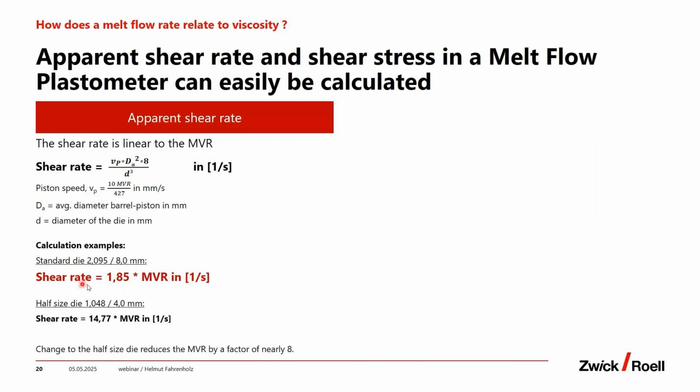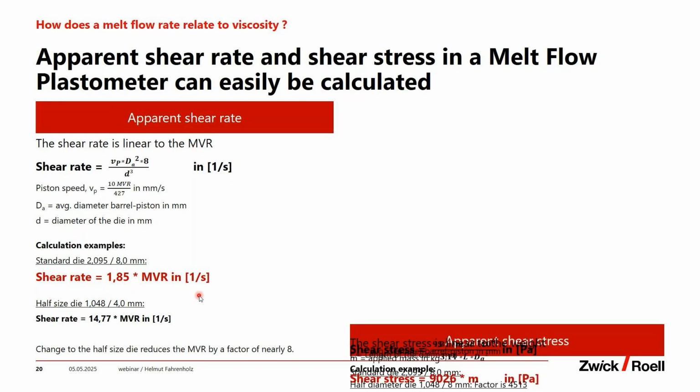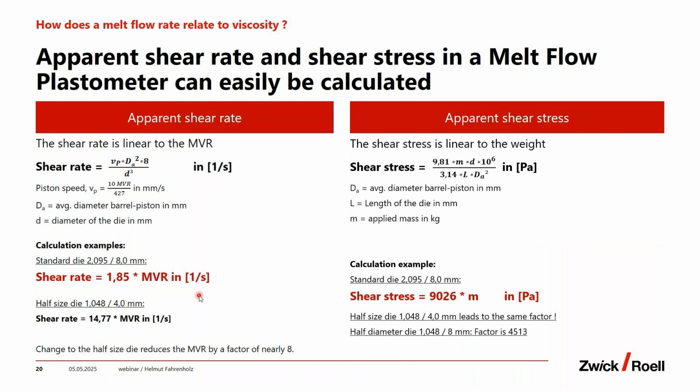What is interesting is that the shear rate, if we calculate it for our standard die, is directly connected by a linear factor to the melt volume rate. And we can do the same for the shear stress. And the shear stress is directly connected to the mass we have on the machine. So far, so good, but all this is apparent shear stress and apparent shear rate.